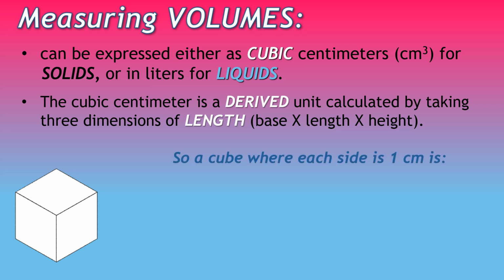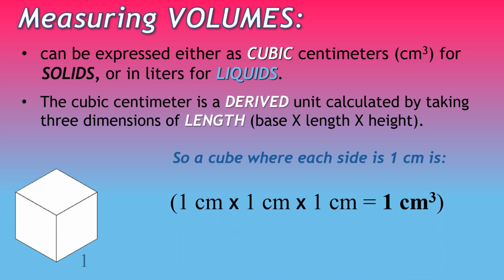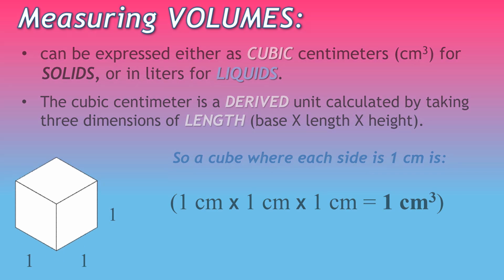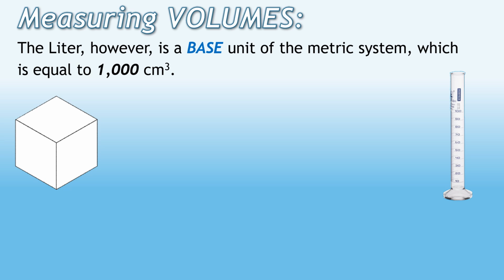So if you have a cube where each side is 1 centimeter, a tiny cube like a sugar cube, it's 1 times 1 times 1, but we say 1 cubic centimeter. Now in your study guide, we pose the question, what if each dimension of your cube was 4? Instead of 1 by 1 by 1, it would be 4 cubed, but you would still give the answer, whatever the number is, in cubic centimeters, which is a derived unit.